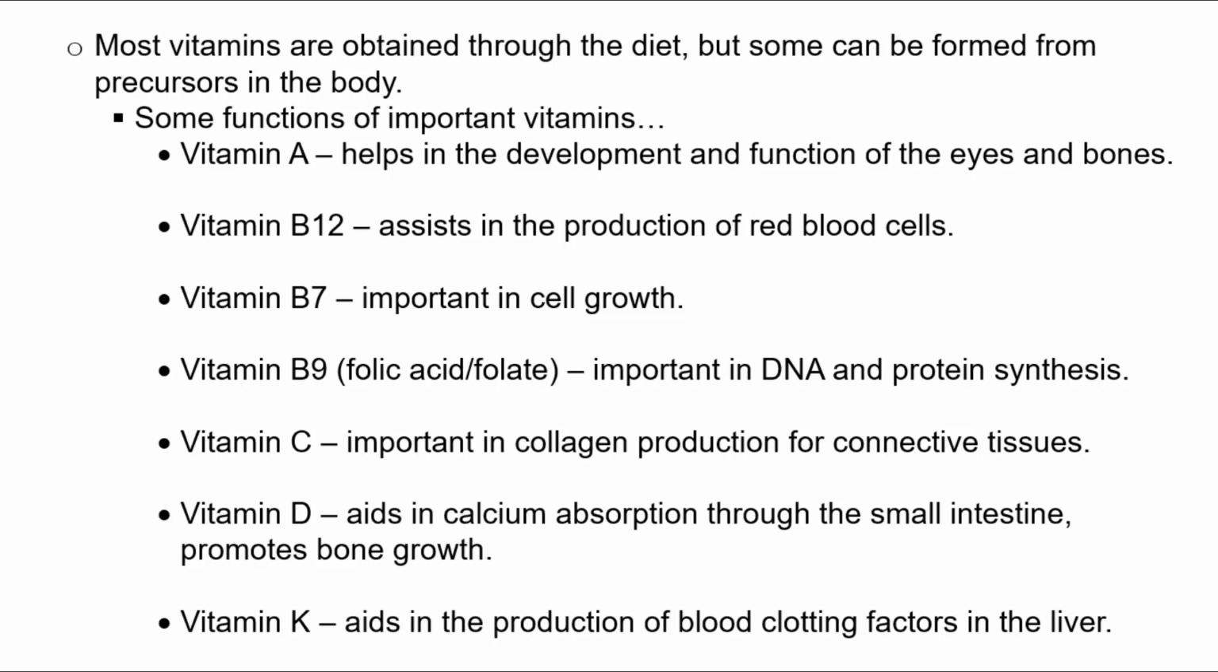Vitamin A helps in the development of the eyes and the bones and also assists in their normal function. Vitamin B12 is an important vitamin in the development and production of new red blood cells. Vitamin B7 is critical for cell growth. Vitamin B9, which is also called folate or folic acid, is necessary for DNA and protein synthesis, especially during fetal development when many new cells are being formed.